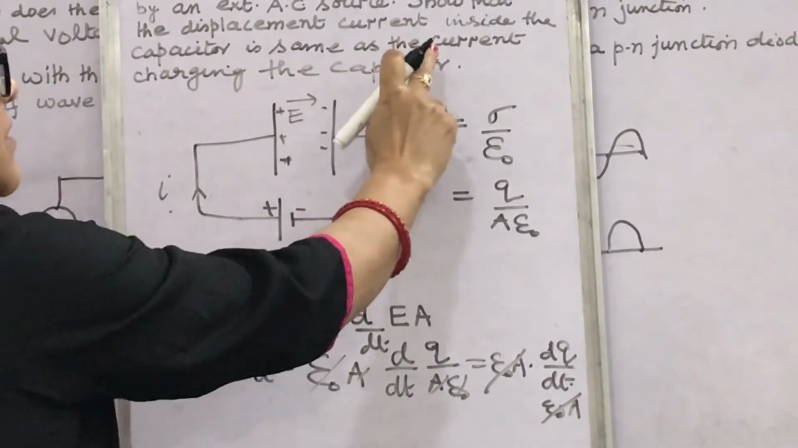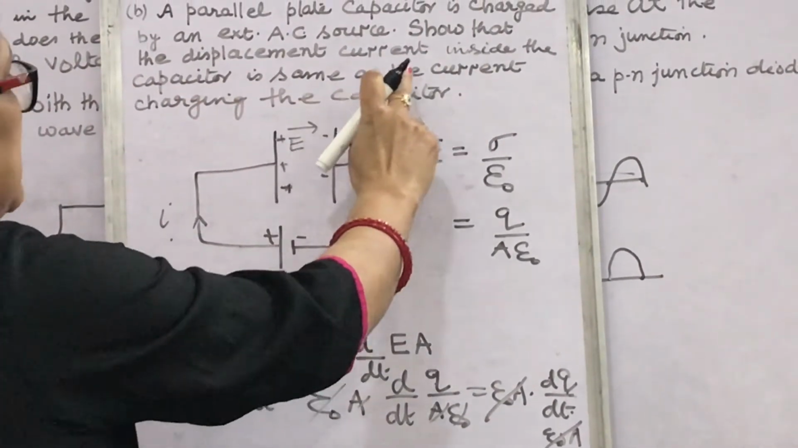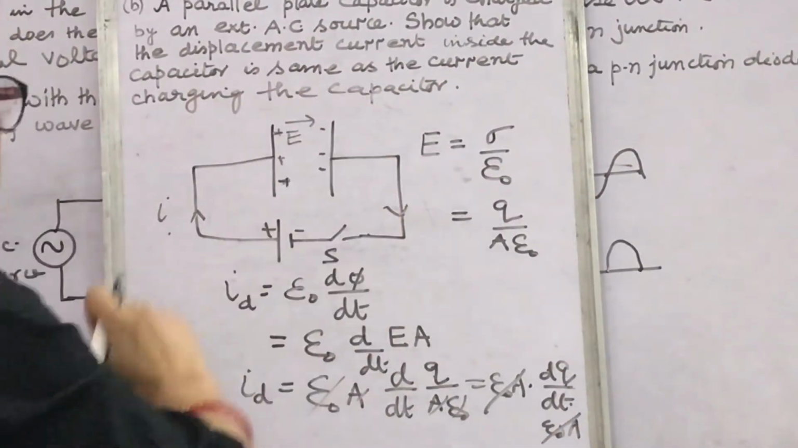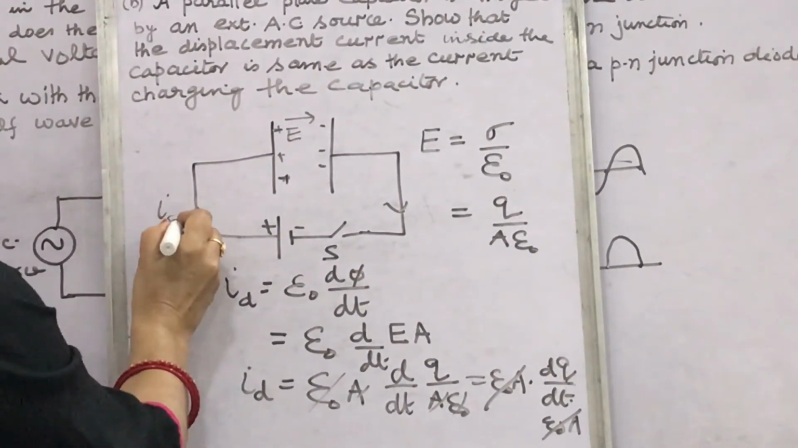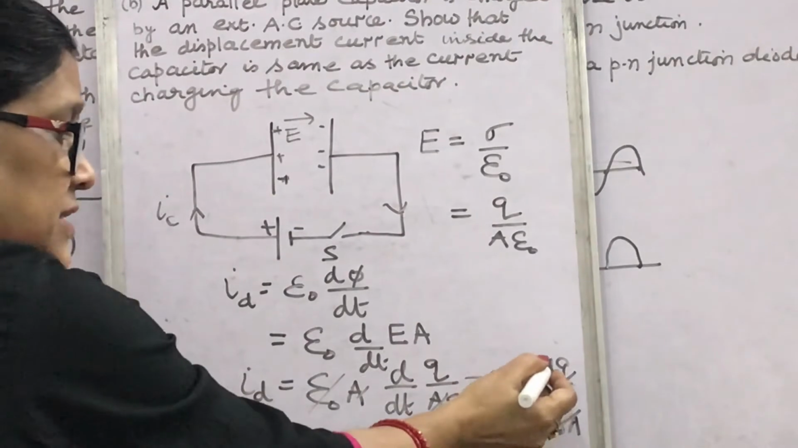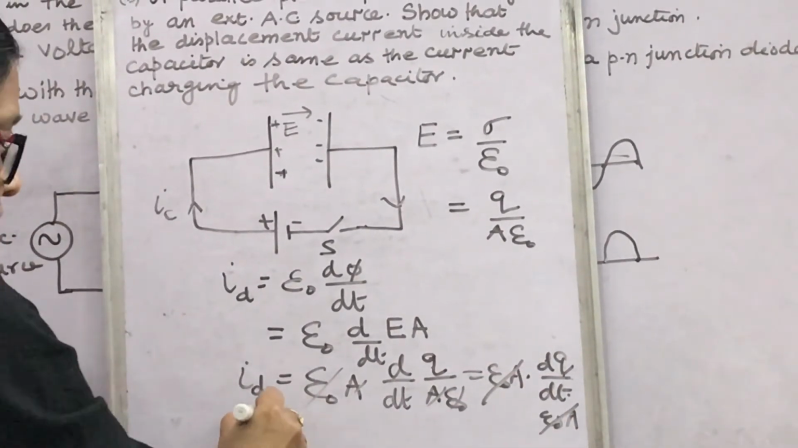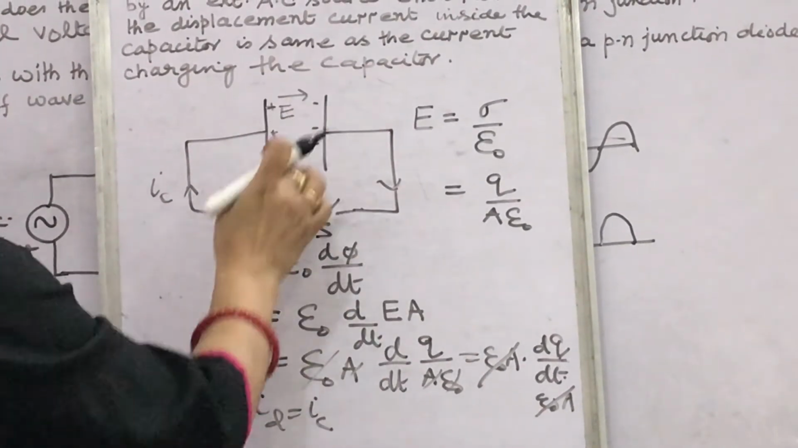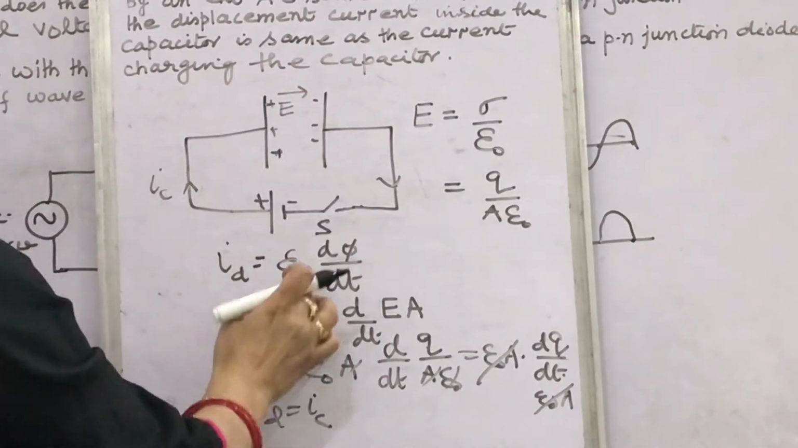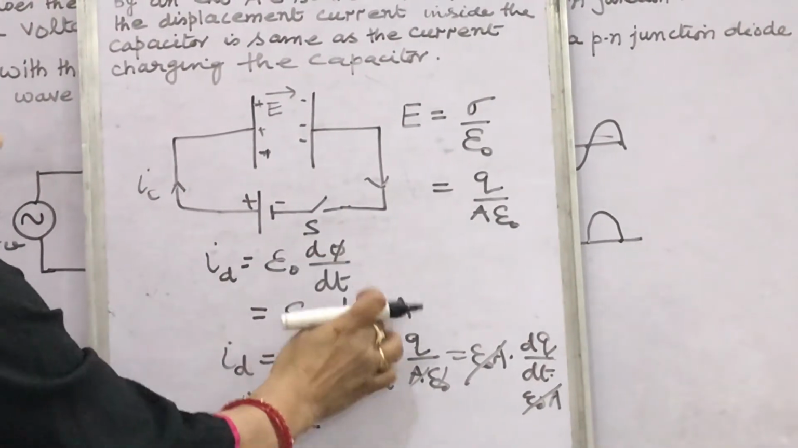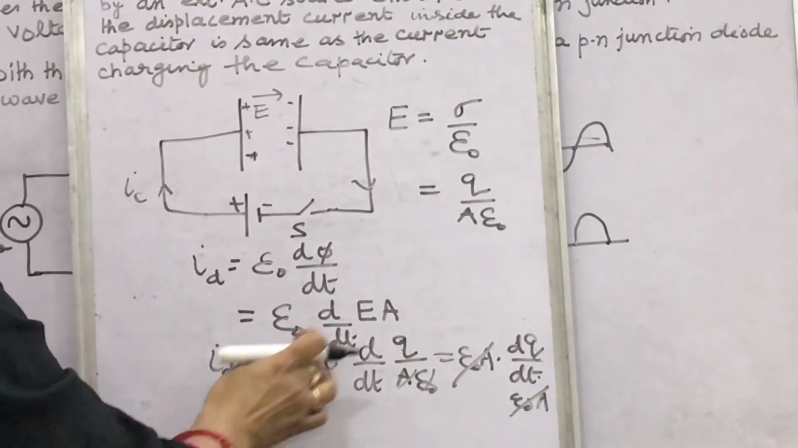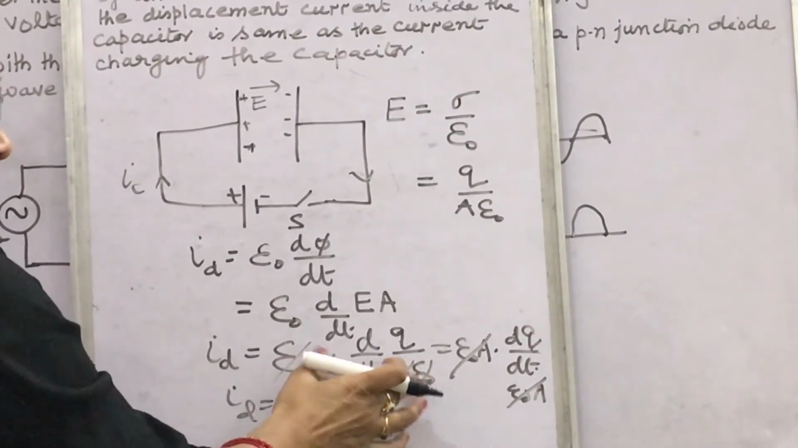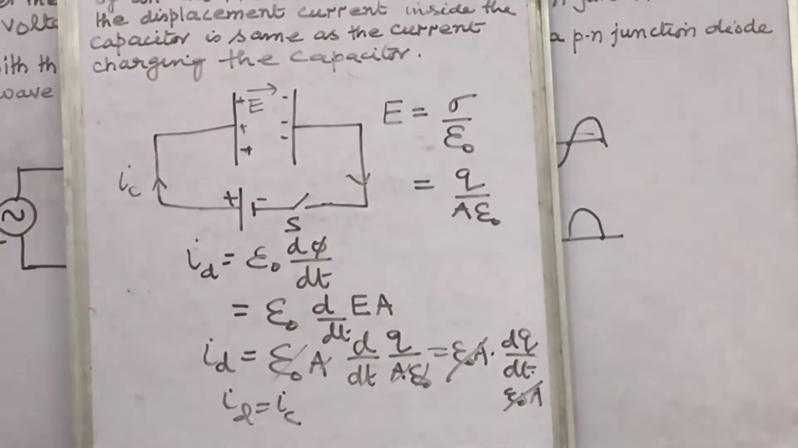So the question says to show that the displacement current inside the capacitor is the same as the current charging the capacitor. This is the current charging the capacitor. You can write it as IC. So this IC is dq by dt, ID equals IC. You have proved ID equals IC. I am repeating again. During the charging, displacement current is produced between the plate gap. This displacement current formula you should learn. Phi is EA. You can take A outside. E is Q upon A epsilon naught. Epsilon naught and A epsilon naught will be cancelled. dq by dt is IC. In this way, you have to solve.